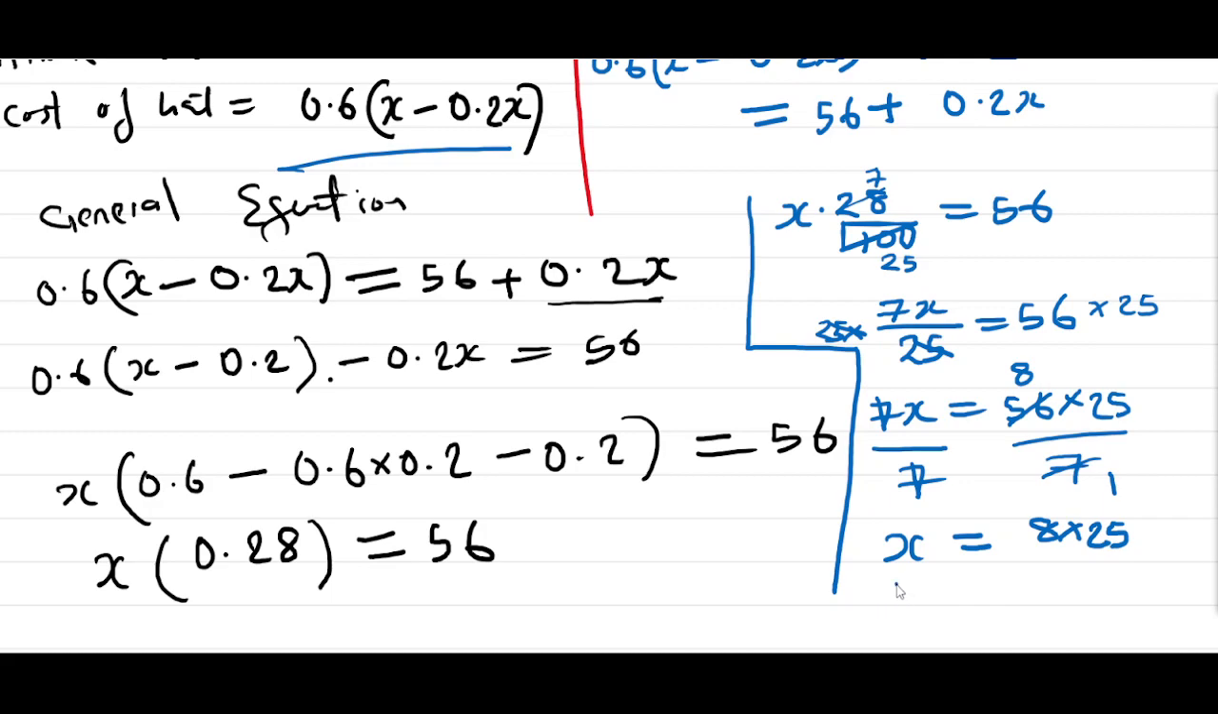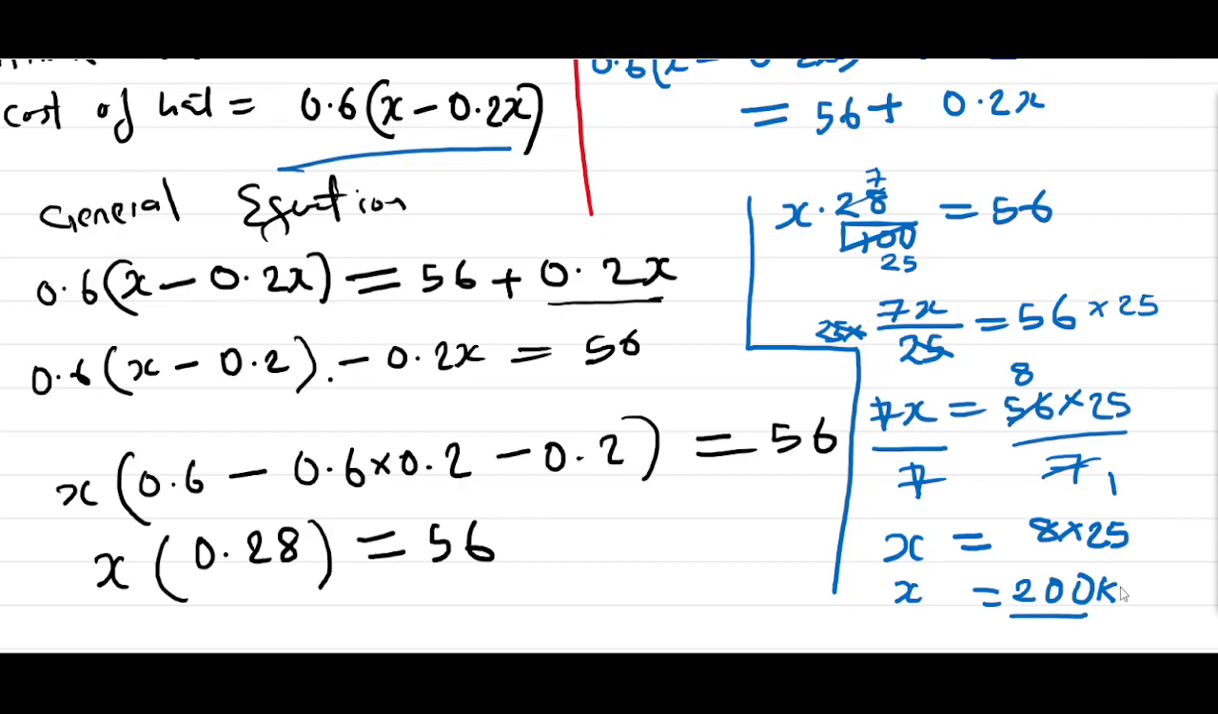So when we compute 8 times 25, what we get is that x equals 200, because 25 times 4 is 100. Then that means 25 times 8 is 200. So x equals to 200. And because everything was in kobo, so this is 200 kobo. You can put it in your own country currency if you wish.